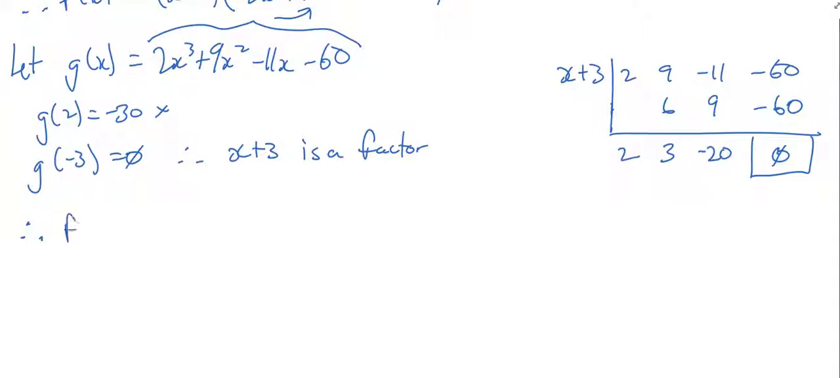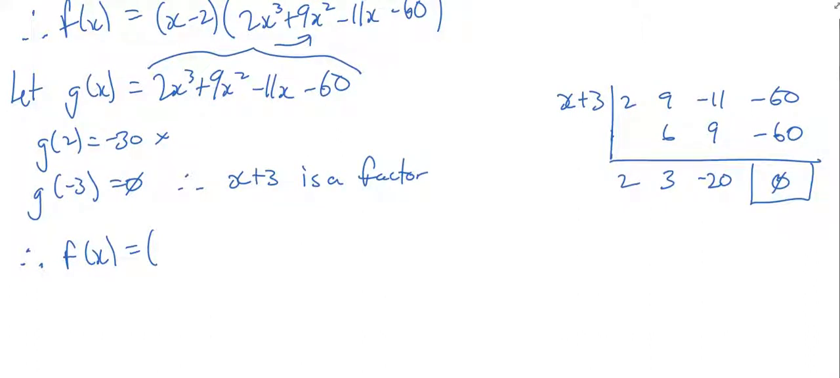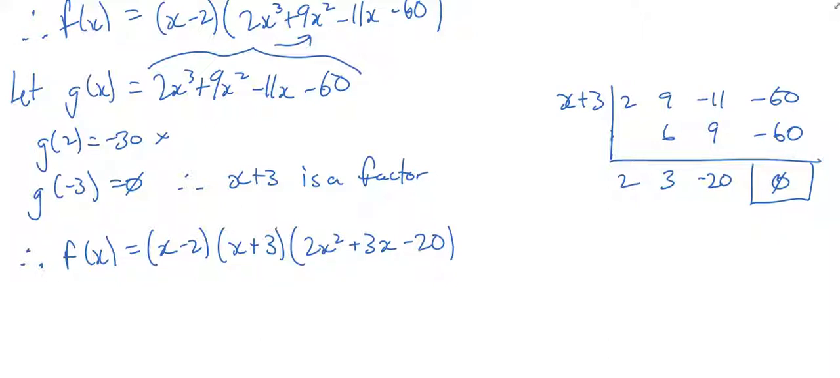So therefore, f at x equals the first factor that we found, which was x minus 2, and the second factor that we found, which was x plus 3, and then the quotient, which is 2x squared plus 3x minus 20. Should we do it again? Yeah. I think we should just factor this the grade 10 way, don't you think? We got a quadratic now. You don't have to use factor theorem and synthetic division anymore.